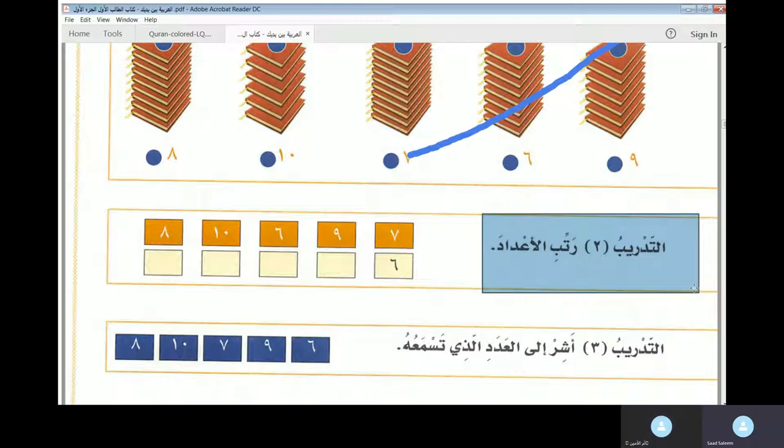At-tadribu thani, the second exercise. Rattib bil-adad. Rattib means arrange, sort. Sort the numbers, arrange the numbers. Okay, first you write six, sittatun. What will you write here?